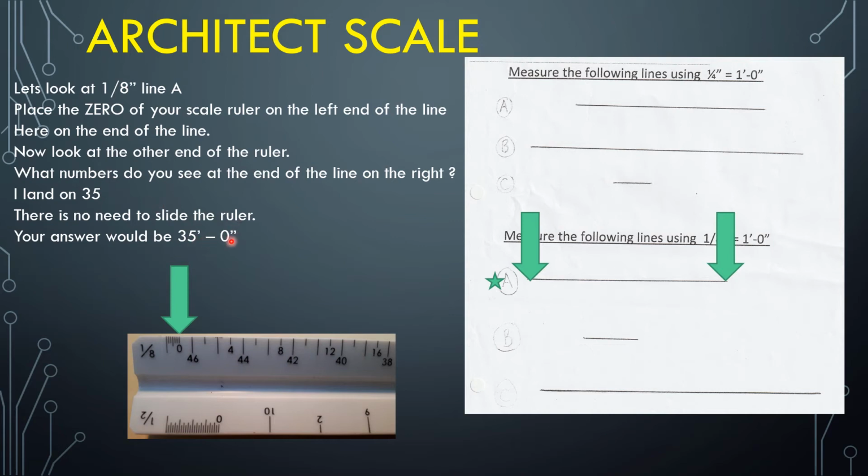Even though there's a 0, you must write the 0. Don't leave it blank. Just don't put 35 feet. That's not good enough. You have to separate them, and then you have to put the 0 with the inches. Same if it was reversed. If I gave you a very short little line over here, and you measured it, and it was 10 inches, you have to write 0 feet, 10 inches. Okay, so for this one, no need to slide the ruler, and sometimes it happens.